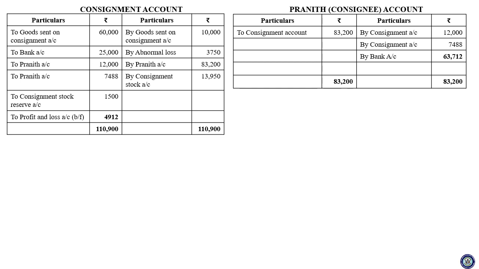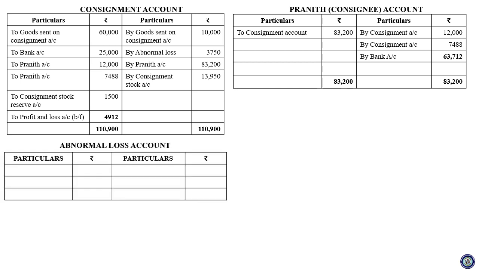So if you're done, you draw the lines for abnormal loss account. First entry from consignment. So on the consignment credit side you have written abnormal loss. In abnormal loss, debit side, to consignment account 3,750.